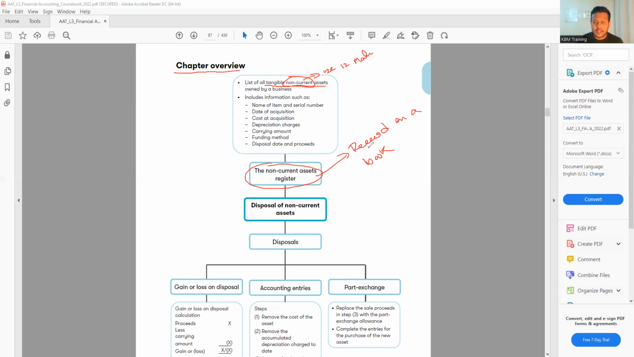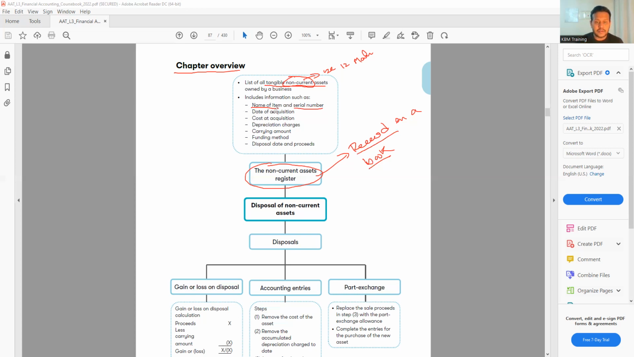So record in a book the non-current asset. Now, what sort of information has to be recorded in this book? The name of the item, for example, if I buy a printer, it will be printer, and the serial number. The reason we need to write the serial number is because we can have more than one printer, more than one computer, more than one asset. For that reason, we have to write the name and the serial number both.